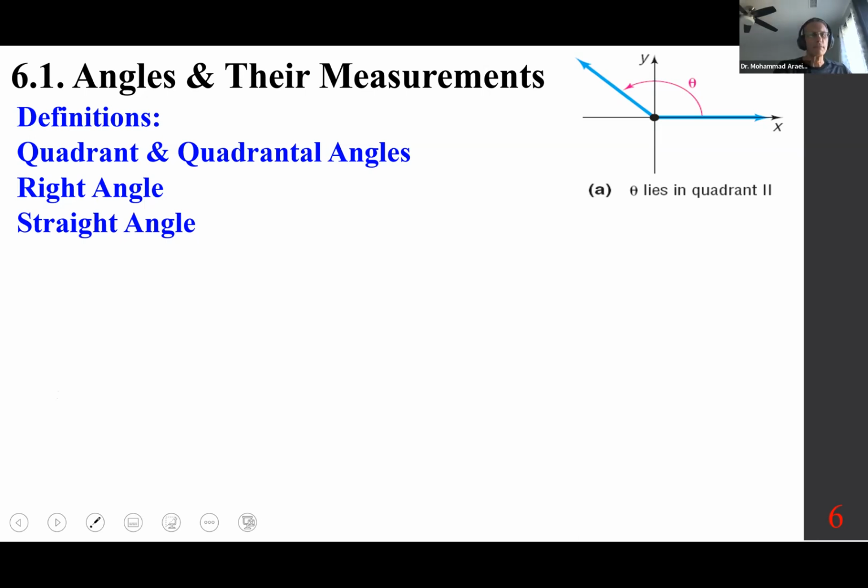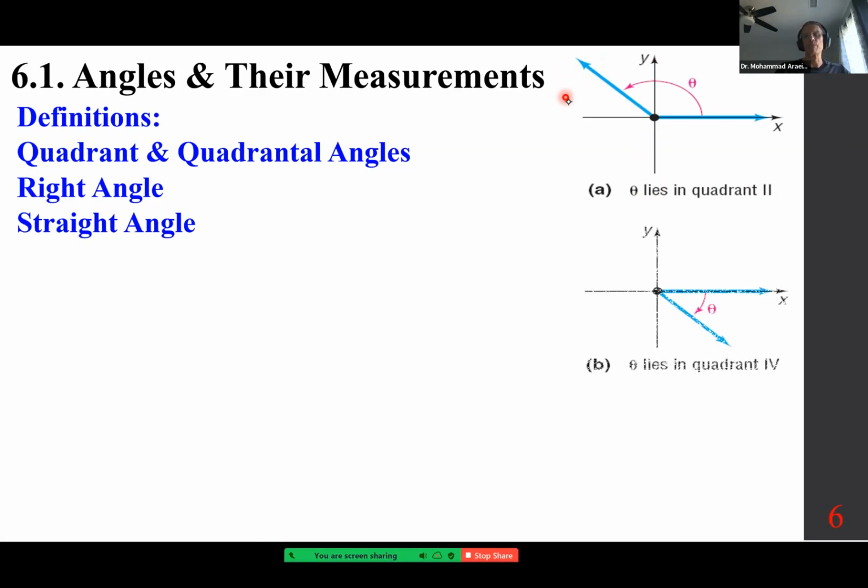In this example, we see that theta lies in the second quadrant because the terminal side is between 90 and 180 degrees. Here's the fourth quadrant because the terminal side is between 270 and 360 degrees. That's where it lies. This is an example of a quadrantal angle. To be specific, it is 270 degrees or 3 pi over 2.